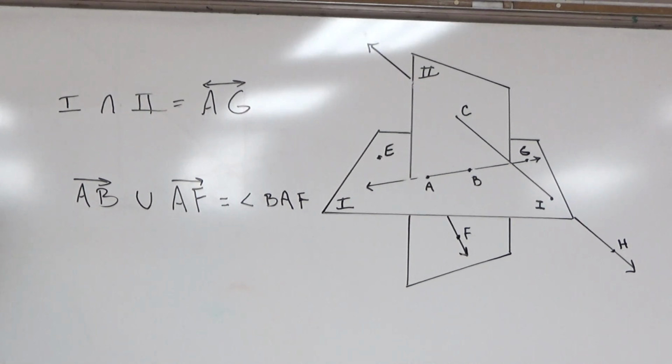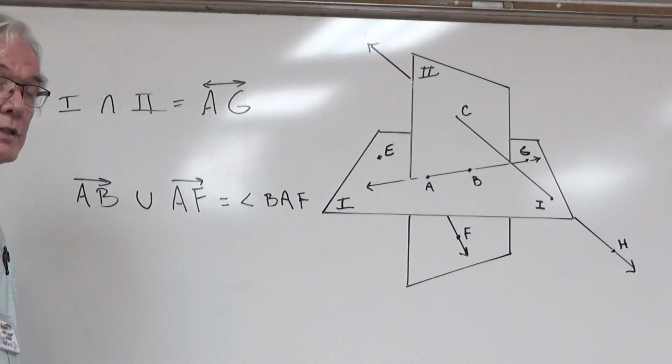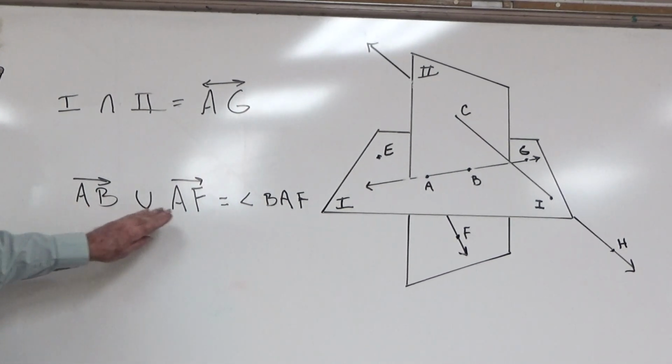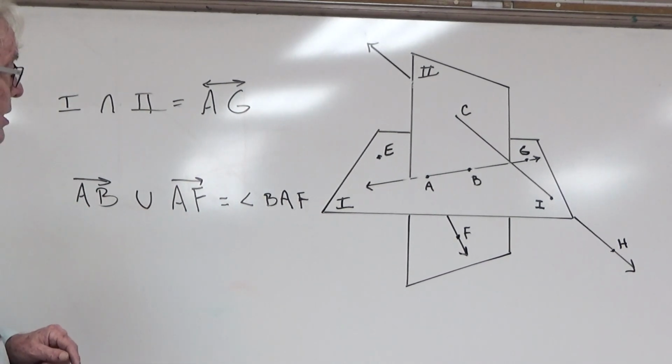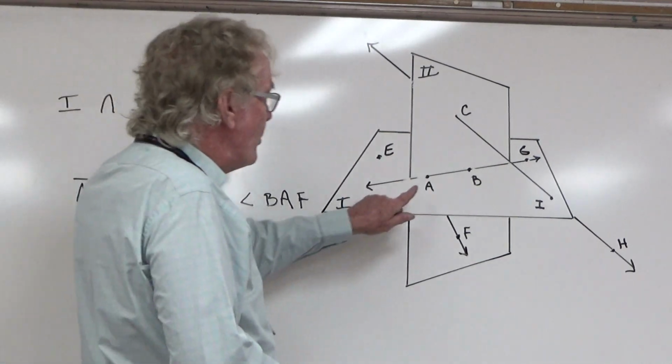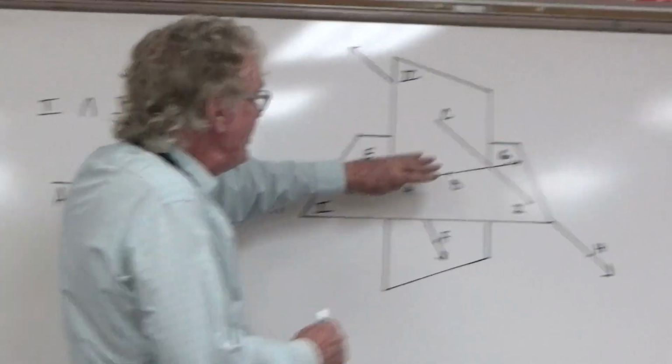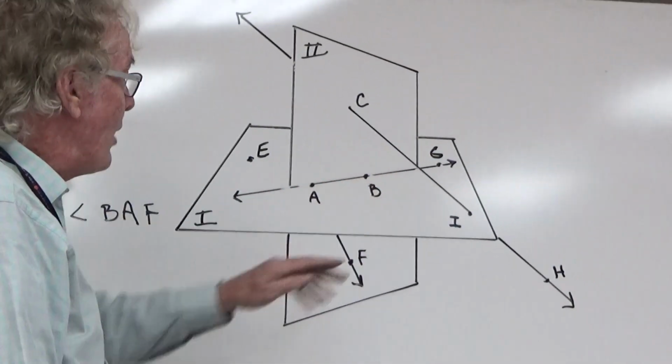Tell me another question. Mr. Dickey, I'm kind of confused. Why is that ray from A to F not continued? Why don't we see it here? Why can't I see it there? Well, it's hidden beneath plane 1, and that's why we can't see it.